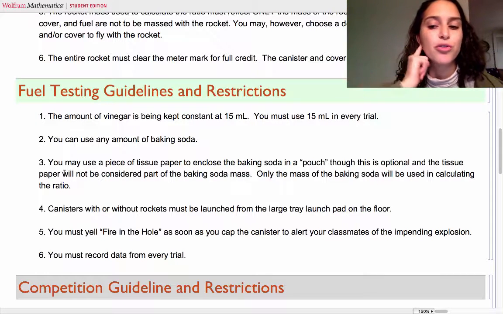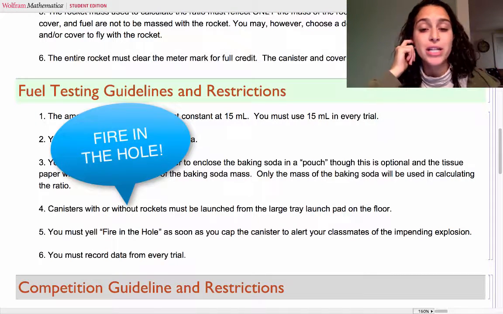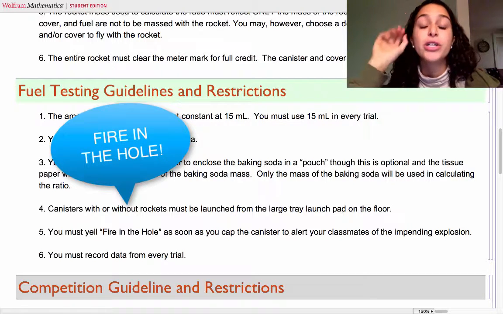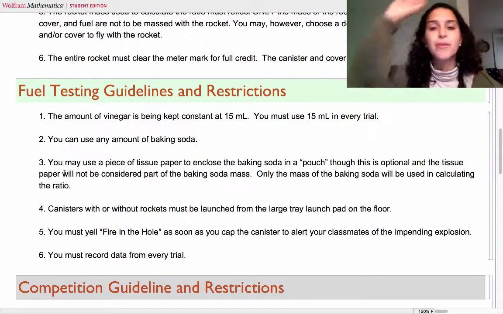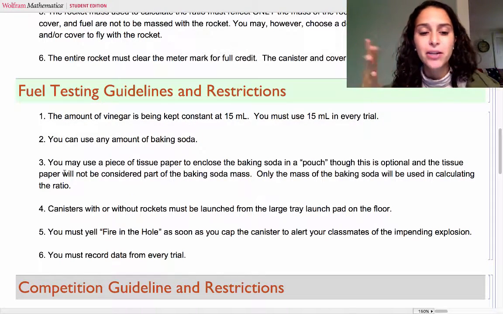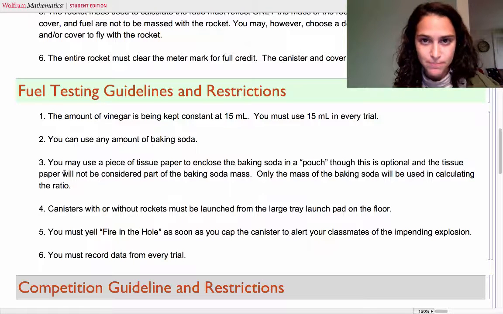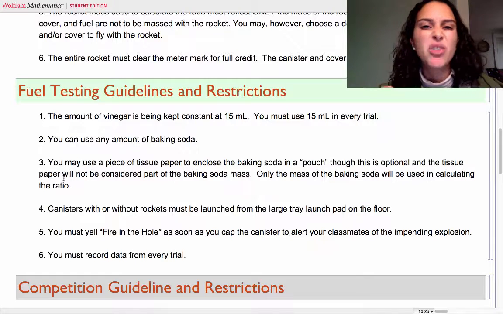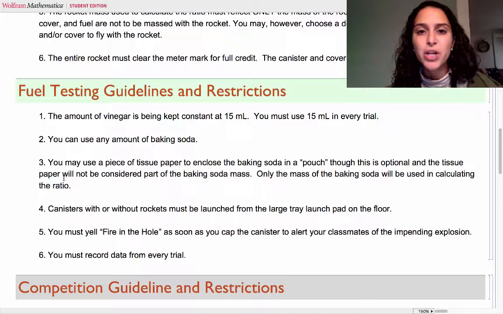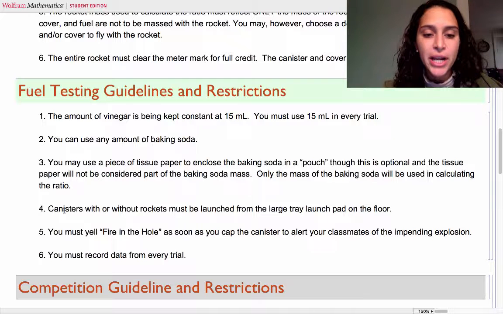Number 5 is the most fun. When you are getting ready to launch a rocket, you must yell, "Fire in the hole!" so that people are aware that you're launching it off, because things will be going flying and people don't want to get hit in the head or the eye. Okay? Lastly, you must record data for every trial, even ones that fail. No matter what happens as a result, you have to record your data.